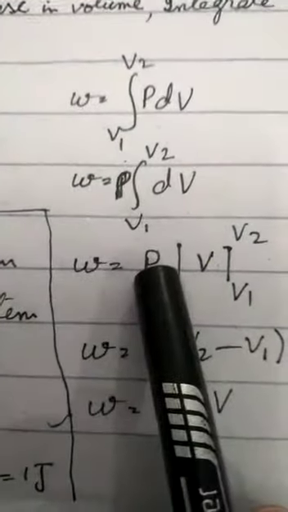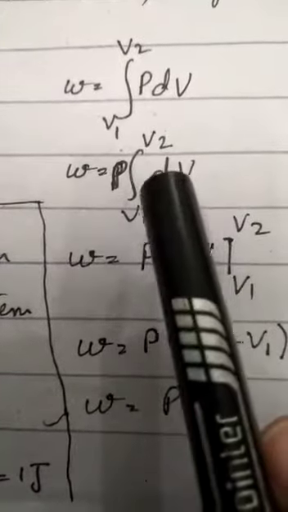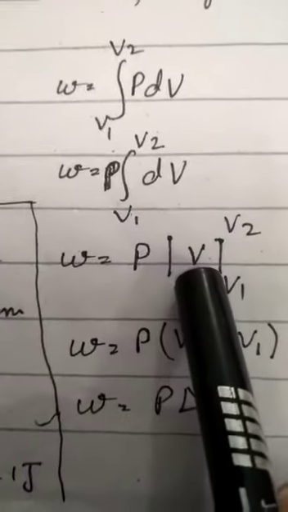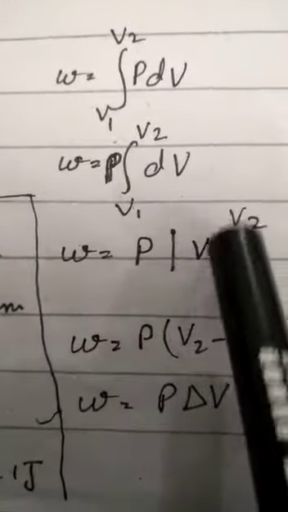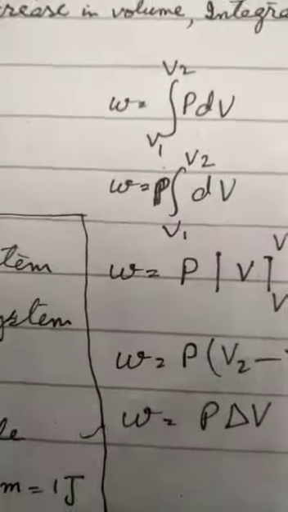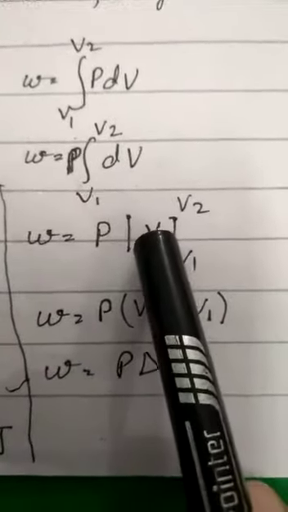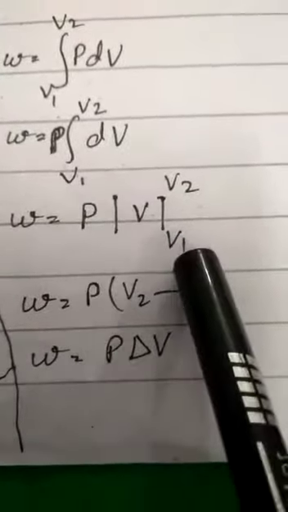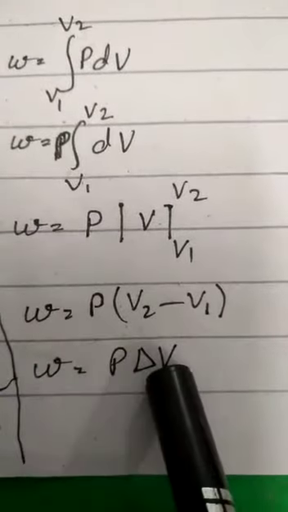W is equal to P, integration of dV is equal to V. Put the sign of limits. These are known as the limit signs, V2 and V1. Always put the limits at the right hand side. So W is equal to P. First put the value of the final state, then subtract it from the initial state. P into V2 minus V1, which is P del V.